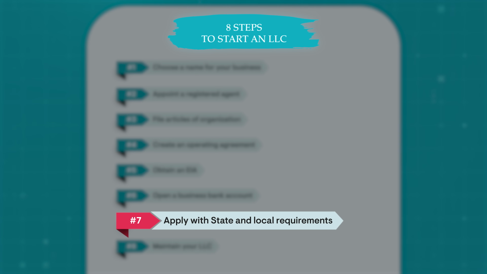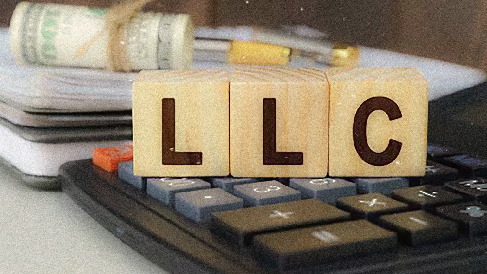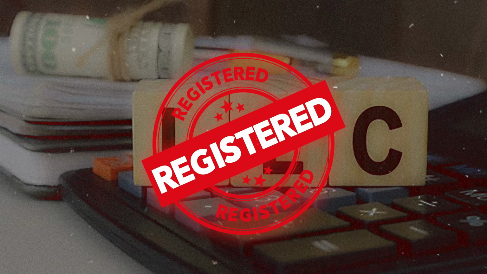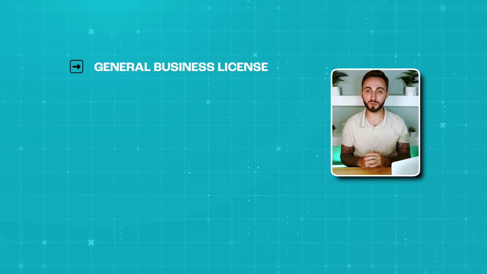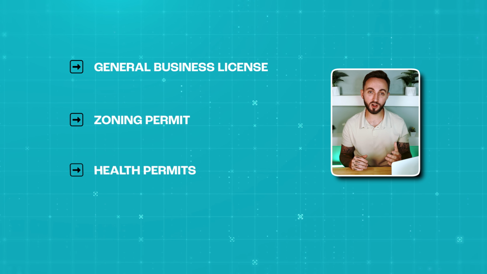Step 7 is to comply with state and local requirements. Now, depending on your industry and location, you may also need to obtain additional licenses and permits to operate your LLC legally. These requirements vary, so check with the Texas Secretary of State and your local government to ensure compliance. You may need a general business license, zoning permits, health permits, and more. So investigate these requirements based on your industry and your location.